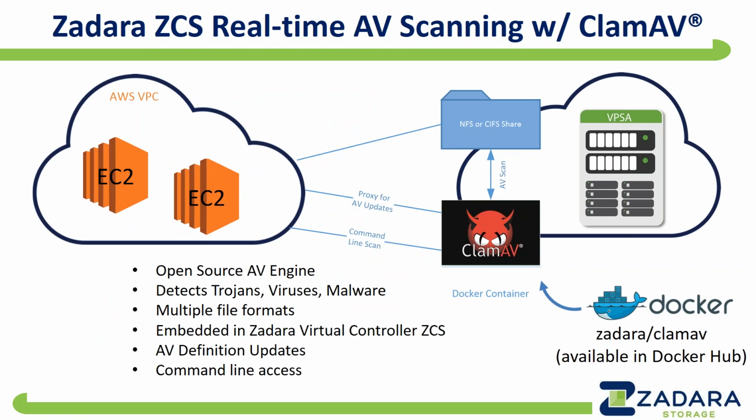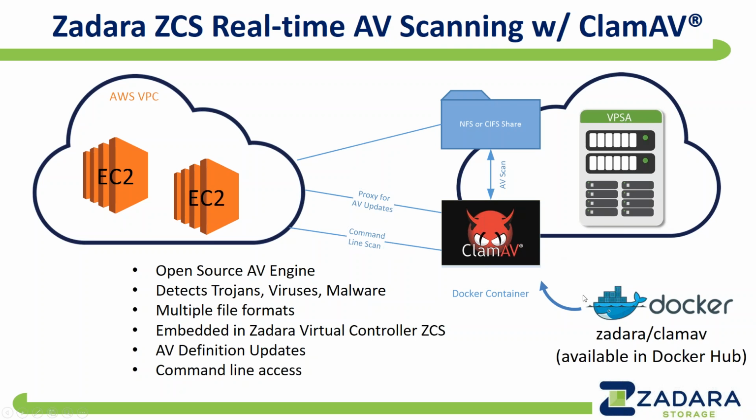which utilizes ClamAV. ClamAV is an open source antivirus engine that detects Trojans, viruses, and malware. It scans all the common file formats like PDFs, work documents, XLS and Word documents, and also zip files. What he did is embed it right in a container.